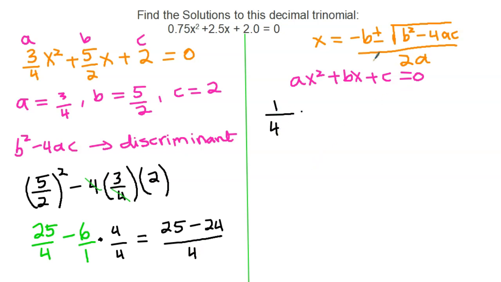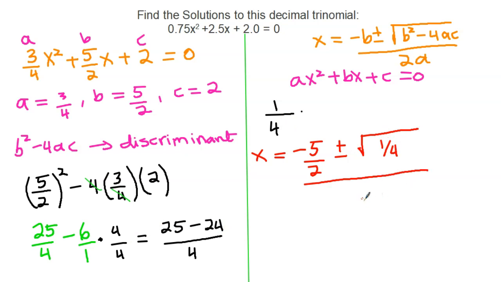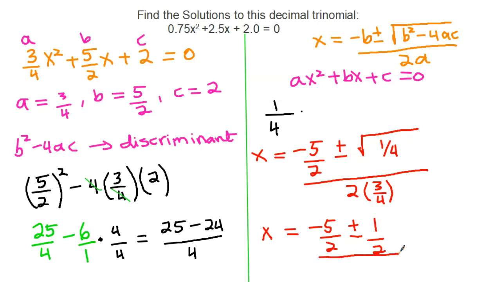Now let's plug everything into the formula. We got b to be 5 on 2, so negative 5 on 2 plus or minus the square root of 1 on 4, all divided by 2 times 3 on 4. You square root 1 and get 1, you square root 4 and you get 2. Then all divided by, every number is over 1, so you multiply the top and then the bottom. You get 4 and 6.